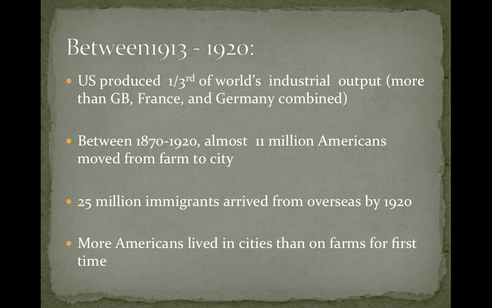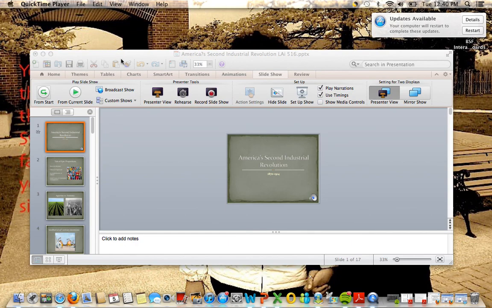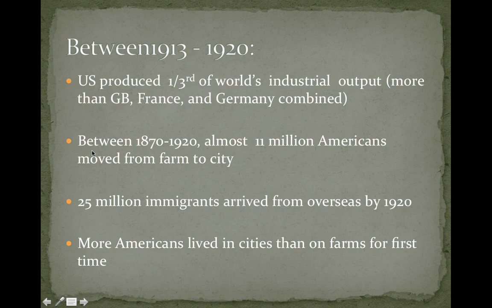Between 1913 and 1920, America produced 1/3 of the world's industrial output. Between 1870 and 1920, almost 11 million Americans moved from the farm to the city. So this is a huge change in our demographic. 25 million immigrants arrived from overseas by 1920. And more Americans lived in cities than on farms for the first time in our history.